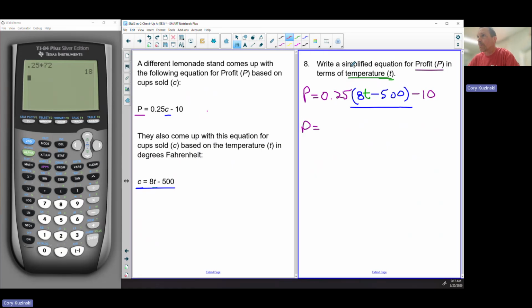So let's do distributive property. A quarter of 8 is 2, so 2T. And then a quarter of 500. 500 times 0.25 is 125. Then we still have that minus 10. So just this minus this, and our new profit equation is going to be 2T minus 135.